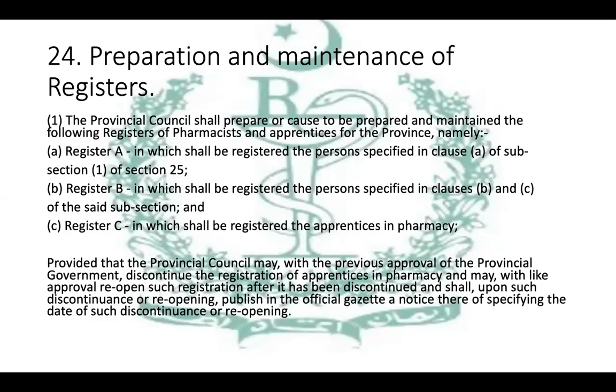It means the pharmacy technicians are registered in Register B, because the Provincial Pharmacy Council can conduct an examination for registration in Register B as a pharmacy technician. Then there is Register C, in which shall be registered apprentices in pharmacy. The dispensers mostly fall under this category of Register C.